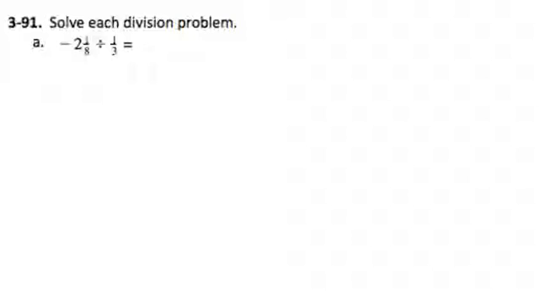So for number 91, for part A, I have negative 2 1/8 divided by 1/3. So first let's talk about changing this mixed number to an improper fraction. So 2 times 8 is 16, plus 1 is 17. So it's 17/8 divided by 1/3. But with this negative sign right there, we're just going to put it in front of the negative 17, okay? Because that number has to be negative.